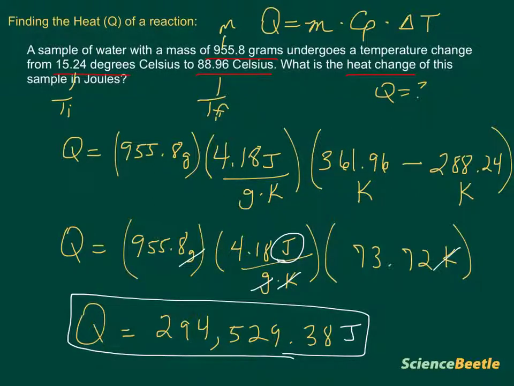Now notice how the number is pretty big, so you could be asked to convert this to kilojoules, in which case all you need to do is divide this number by 1,000, and that would be equal to the same thing over here, 294.5 kilojoules. So both of these are correct answers here. One is in joules, the other one is in kilojoules. So hopefully that helps you understand how to find the heat of a reaction.